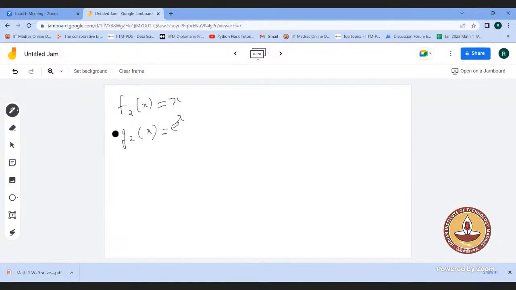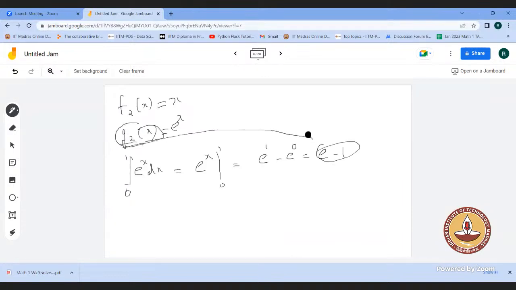So again, we have to integrate these two separately. What is the integral of e power x dx in the interval 0 to 1? It is e to the power x only. So e to the power x in the interval 0 to 1 becomes e power 1 minus e power 0. So this will be e minus 1. This is the area of g2 of x.